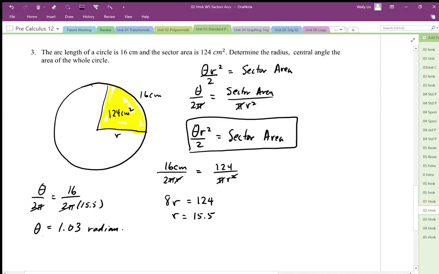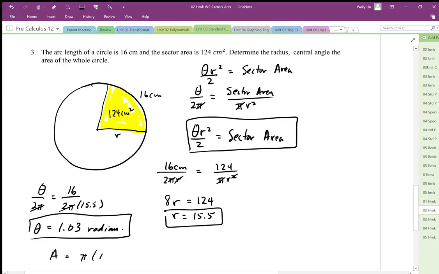So there's my angle, I've got my radius, and the area of the whole circle is just going to be pi r squared. So the area is equal to pi times 15.5 squared, which gives us 754.77 centimeters squared.